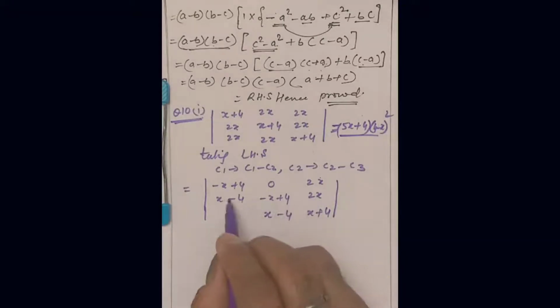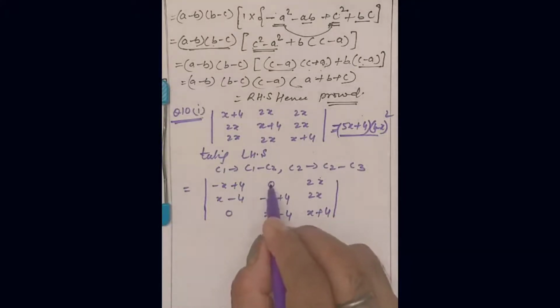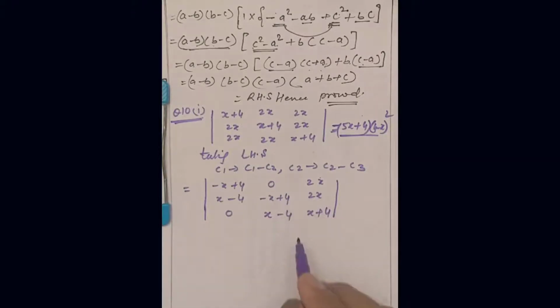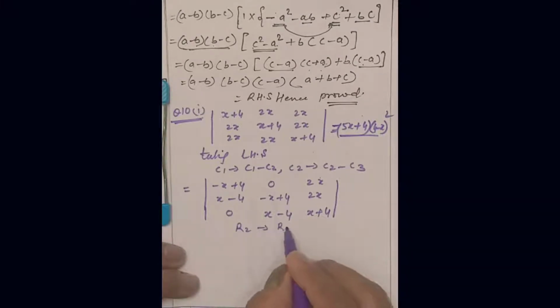So what we are going to do, we will change R2 with the help of R1, and R2 will change to R2 minus R1. What will happen? x minus this plus 4 minus 0 will remain as it is, but here we will get 1, 0. So we are going to give that operation. R2 will change with the help of R2 minus R1.